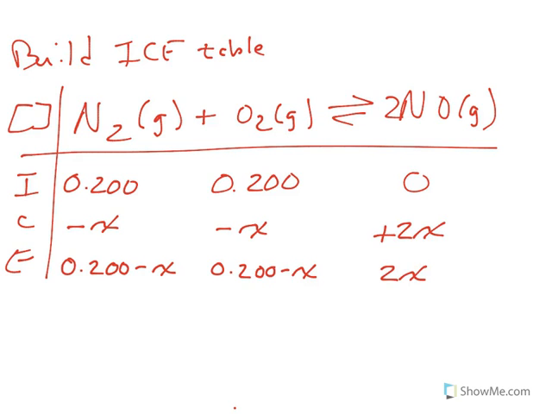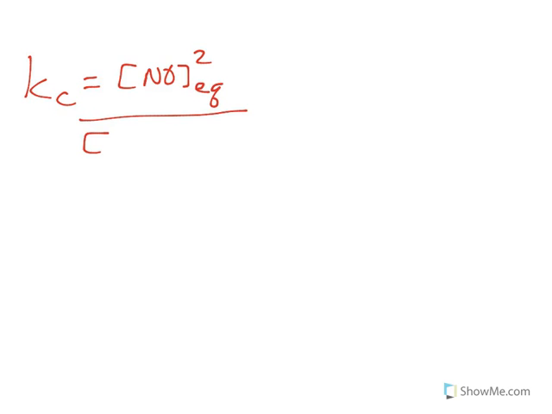Now, we weren't lucky. They didn't give us the equilibrium concentration of anybody, so we can't directly solve for x that way. So what we're going to have to do now is set our equilibrium concentrations to K. How can we do that? Well, we know that Kc is equal to the concentration of NO at equilibrium divided by the N2 at equilibrium and the O2 at equilibrium.